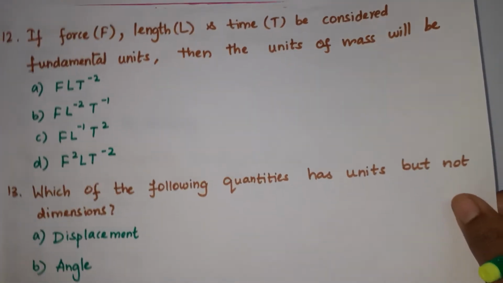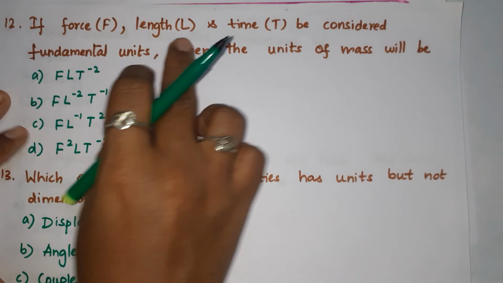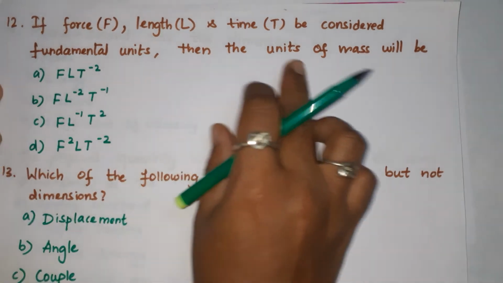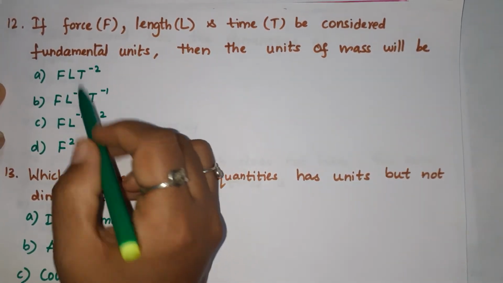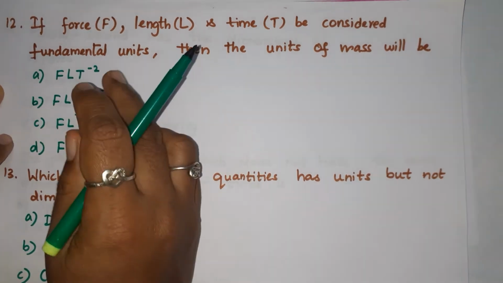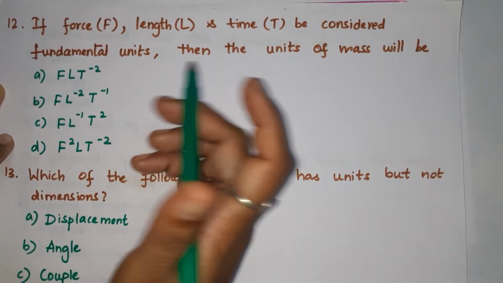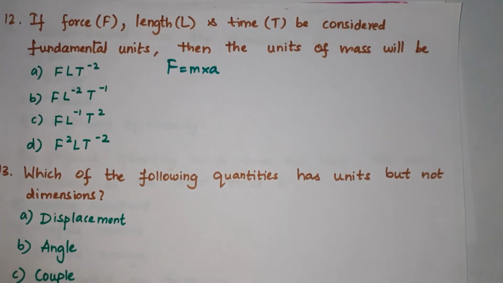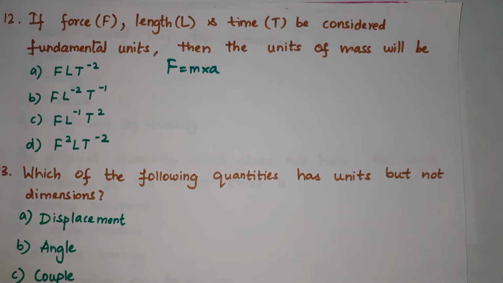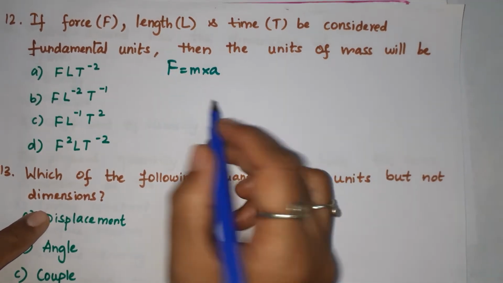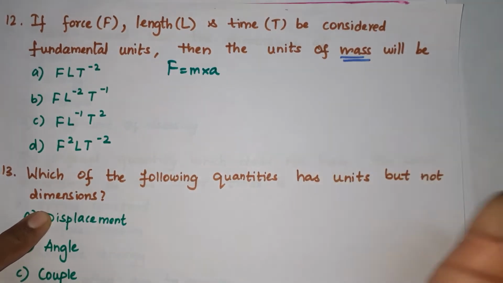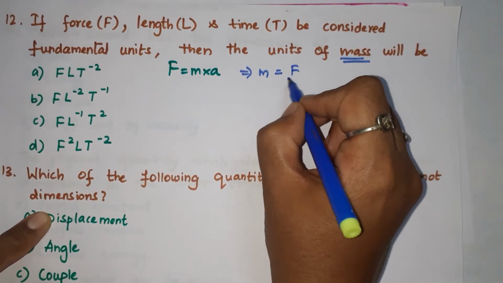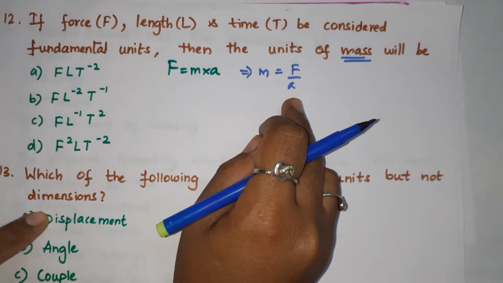The next question is, if force F, length L and time T are considered fundamental units, then the units of mass will be. So we are going to find out what the mass is for this. What is mass? Force equals mass into acceleration, right? We are going to find mass from this because they are asking in the question what the mass is. So I am going to take the formula: mass equals force by acceleration.